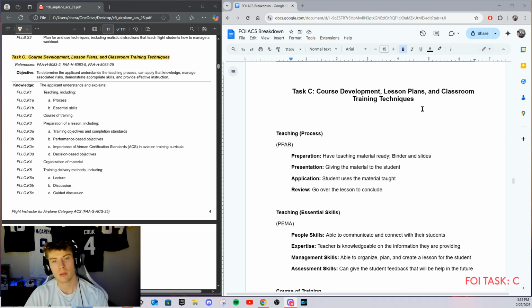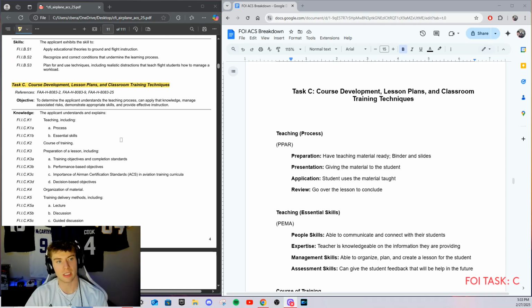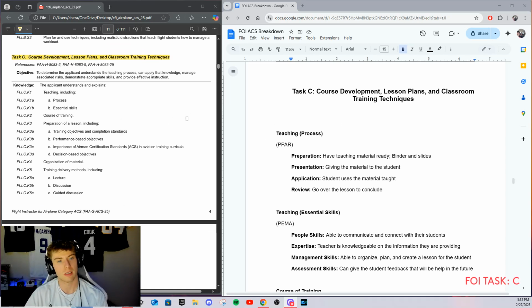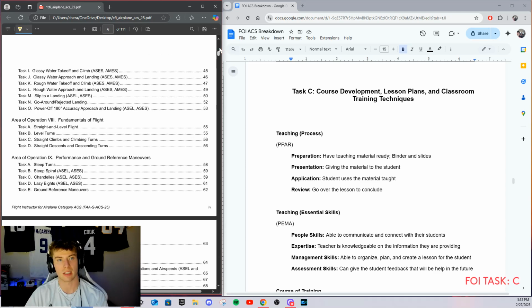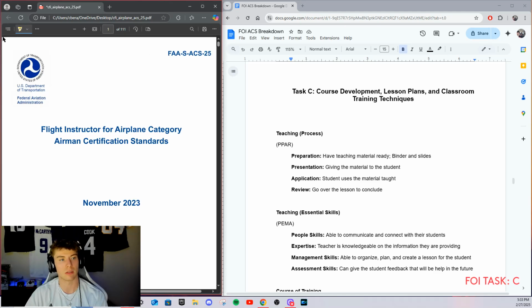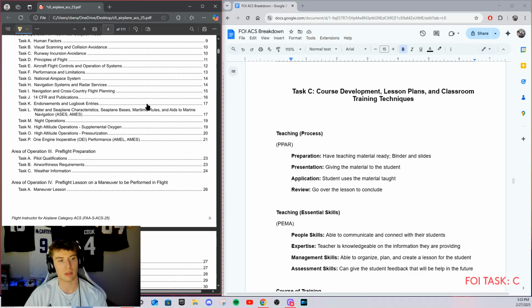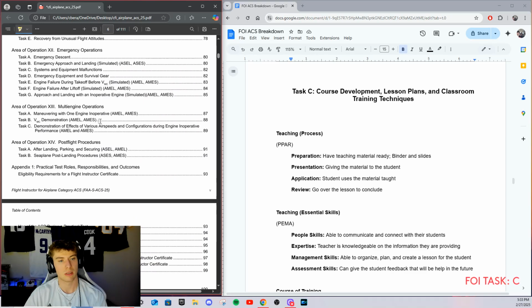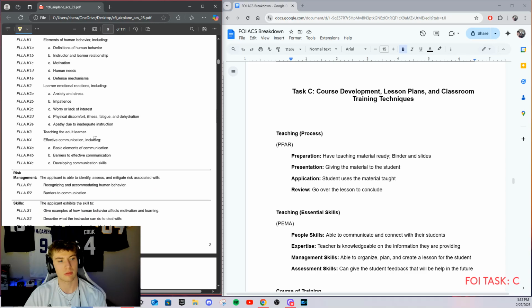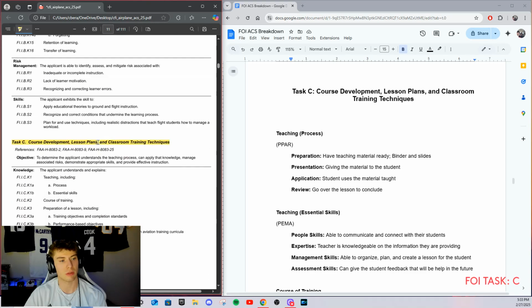Okay, welcome to task C of the FOI. Once again, on the left, I have the ACS. If you don't know what that is, it looks like this. Just look up CFI ACS on the FAA website, and then this is the most current one. Then scroll past all of this, table of contents, and then task C is right here.